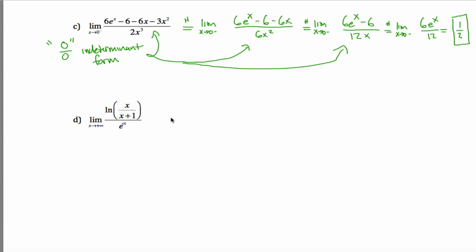You have some options. You can apply L'Hopital's rule immediately, or you can apply some log rules. Right? Because when you apply L'Hopital's rule, you're going to be taking the derivative of the numerator and of the denominator. The derivative of the numerator is going to be tough. I mean, not that tough. You might be able to do it, but it would be easier to find the derivative if you rewrite it like this.